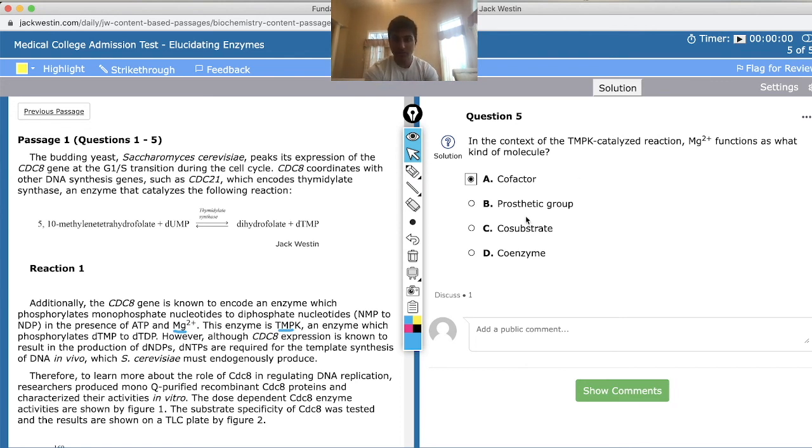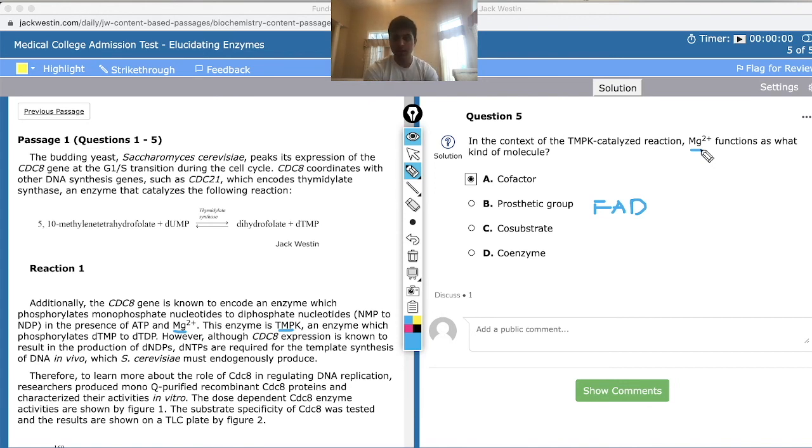A prosthetic group is when you have something besides a metal ion. For example, you might know FAD. When a non-protein group needs to be on the enzyme at all times for the enzyme to work, that's called a prosthetic group. Because we have a metal ion here, magnesium is a metal, that is called a cofactor. It's not a prosthetic group. A co-substrate is something that attaches and detaches from the enzyme, so it doesn't need to be on the enzyme at all times.